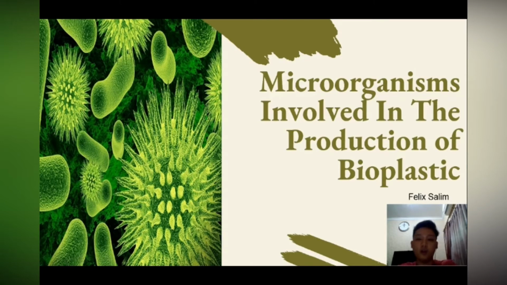Next, we will move on to microorganisms involved in the production of bioplastic. So microorganisms act as the source of polymers, which is the raw material for the production of bioplastic. And the most common polymers that can be extracted from the microorganisms are polyhydroxyalkanoates (PHA) and polyhydroxybutyrate (PHB).